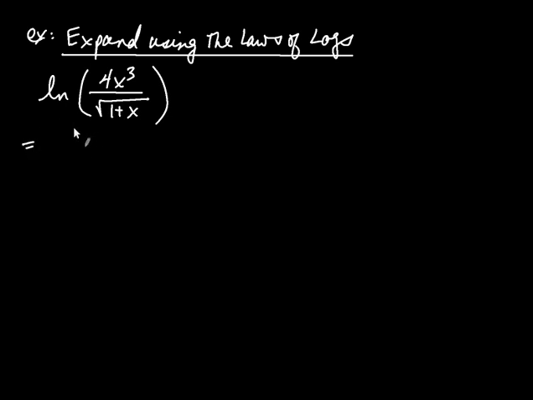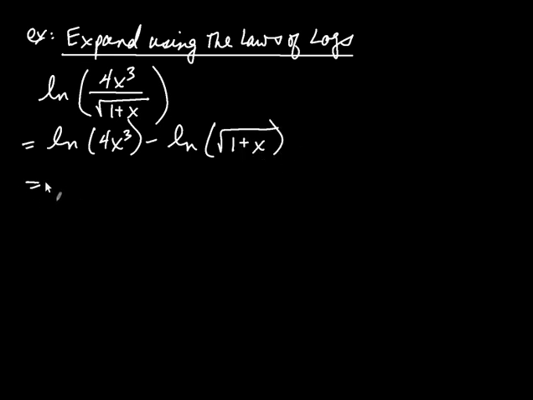That is, using property 2, this is equal to the natural log of 4x cubed, take away the natural log of the square root of 1 plus x. Okay, and then now looking at this, you might want to take that 3 out in front, but you can't quite do that yet because this is not a power. This is actually a product. It's 4 multiplied by x cubed. So because it's a product, what you have to do is use property 1, that is the product property, and you've got to separate these into a sum.